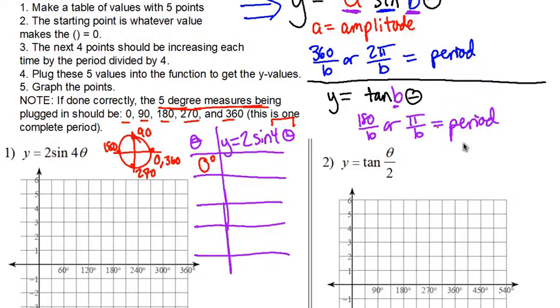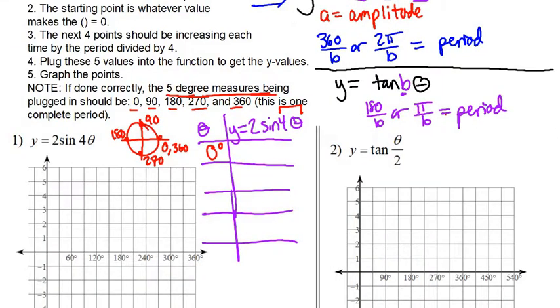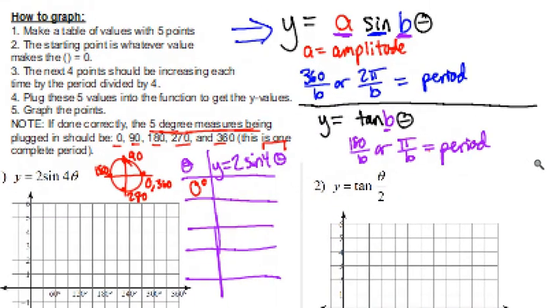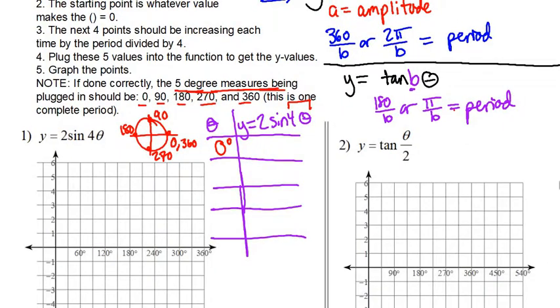Alright, the starting point is 0. The next thing is we need to have the period divided by 4 because that's what we increase by. The period in this case is not going to be 360 though, because as it says right here, the period is 360 divided by that B number. So if you look at number 2, in this case A is equal to 2, so we know our amplitude is 2, and B is equal to 4. So the period here is going to be 360 divided by 4. That's the period, which is 90 degrees.